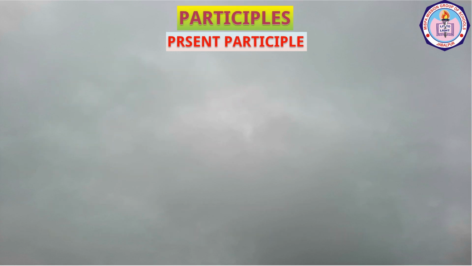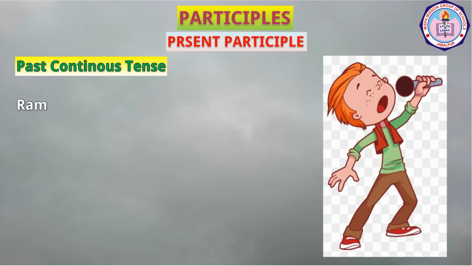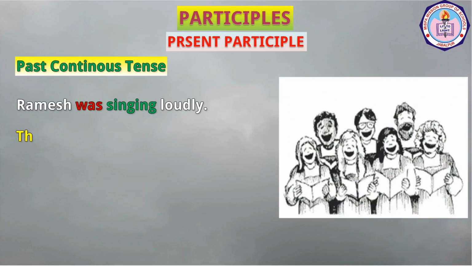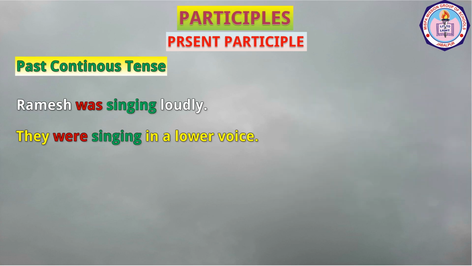Look at these sentences in past continuous tense. Ramesh was singing loudly. They were singing in a lower voice. Here, singing is the present participle commonly used in both sentences. It is not bound to any subject. The finite verbs which determine the tenses are was and were.